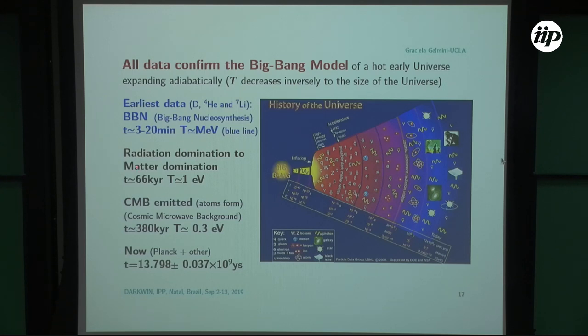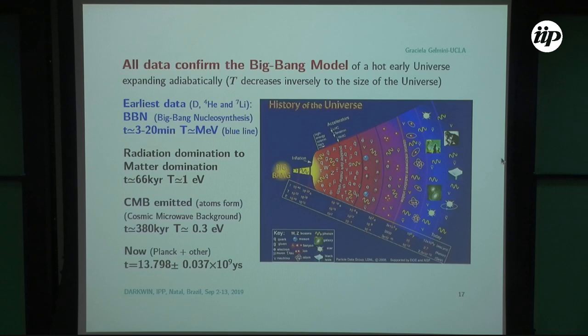About 100,000 years later, the universe ceases to be radiation dominated and becomes matter dominated. And a little bit later, and this is a coincidence actually, atoms become stable for the first time. And this is the moment in which microwave background radiation is emitted and gets to our eyes. And now the lifetime of the universe is about 13.8 billion years.